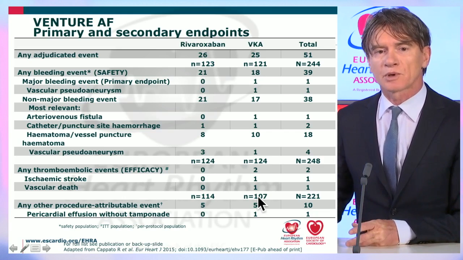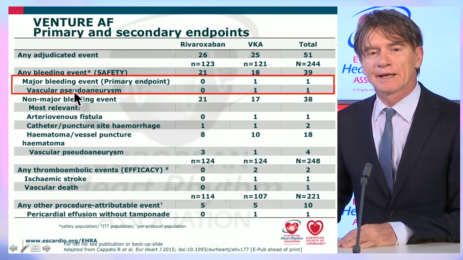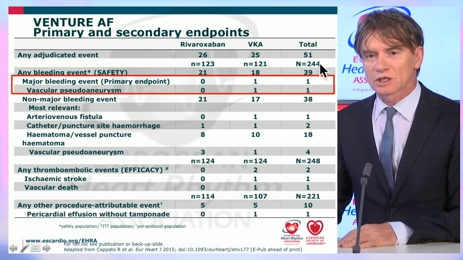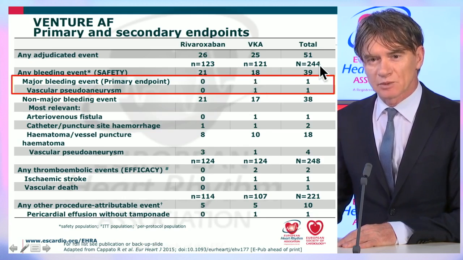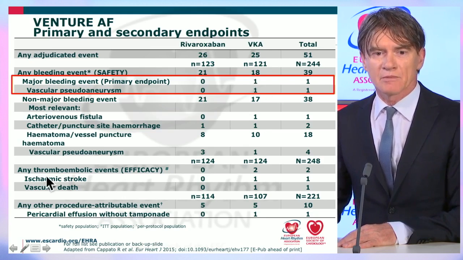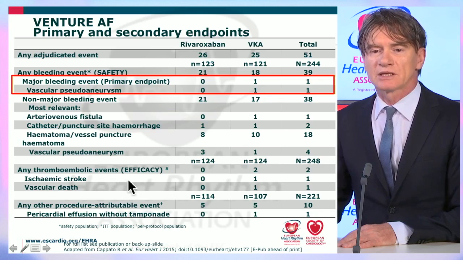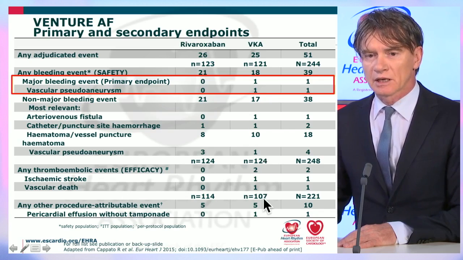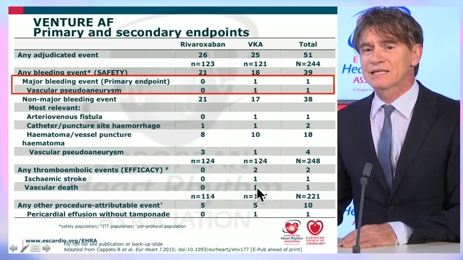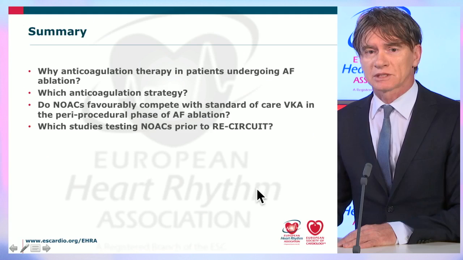This slide shows the primary outcome event analysis. The primary endpoint was major bleeding event. Only one event out of 244 patients representing the safety population, accidentally in the VKA arm. In terms of thromboembolic events, 2 events, again, accidentally both in the VKA arm. One was an ischemic stroke and another was a vascular death.